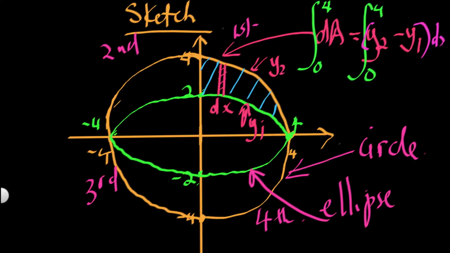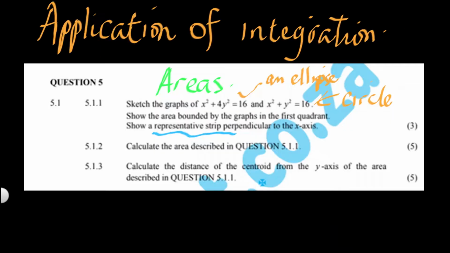But question 5.1.1 is done already. I have sketched the two graphs. I have indicated the area that is bounded by the two graphs in the first quadrant. I have also shown the representative strip that is vertical, perpendicular to the x-axis. I have answered all this part here. I should get my marks for this part. I have done everything. I'll get the three marks.